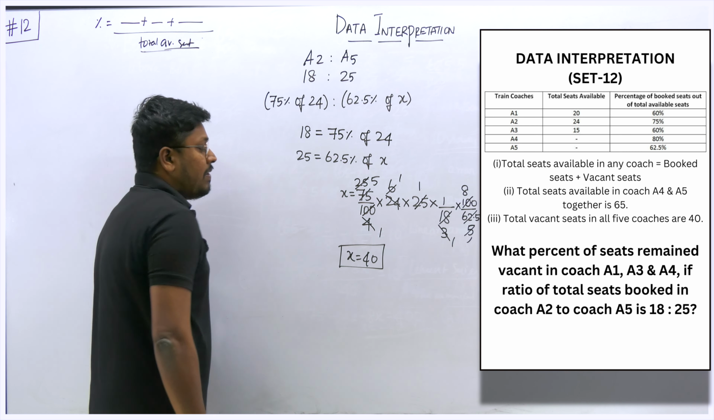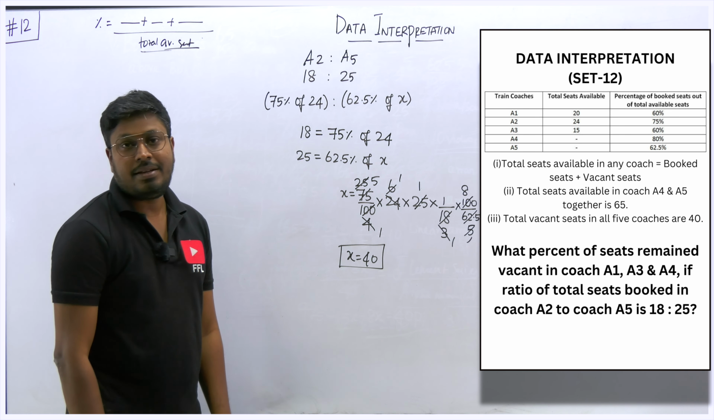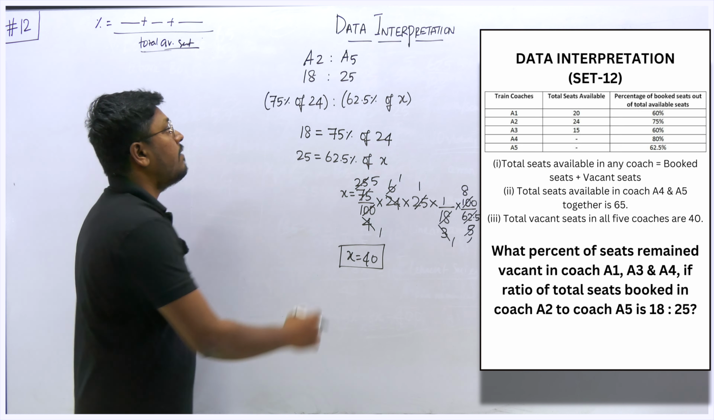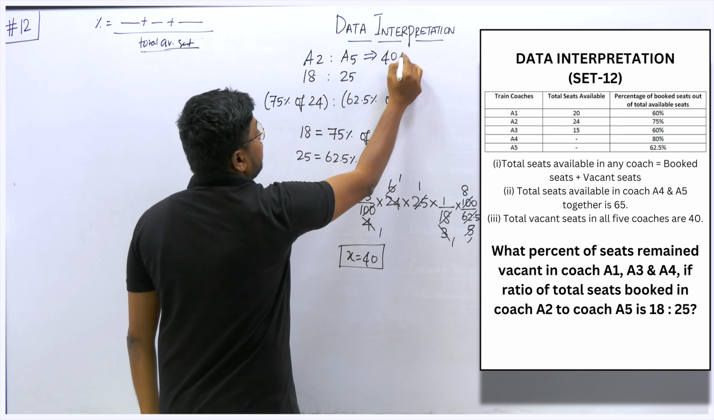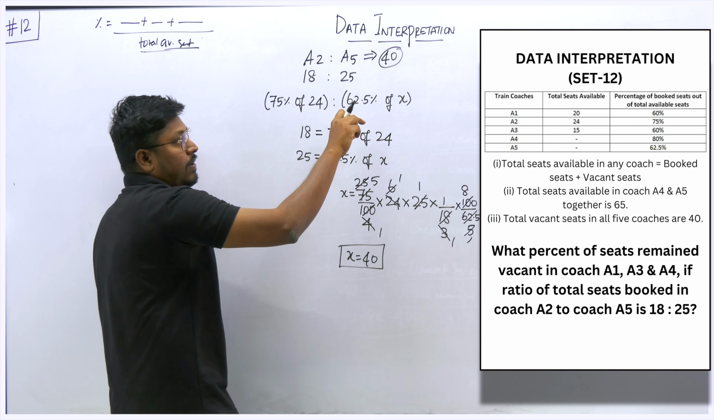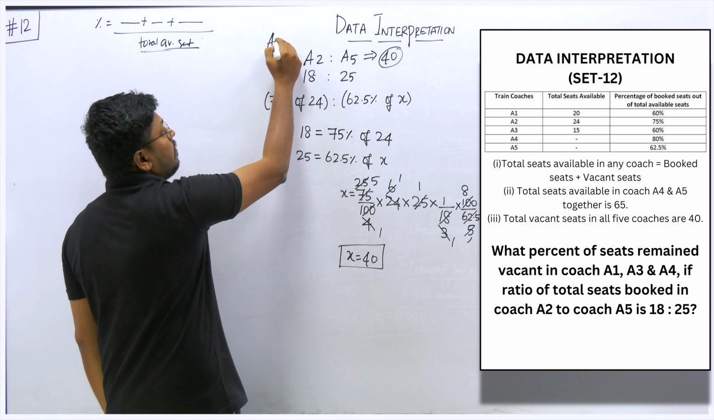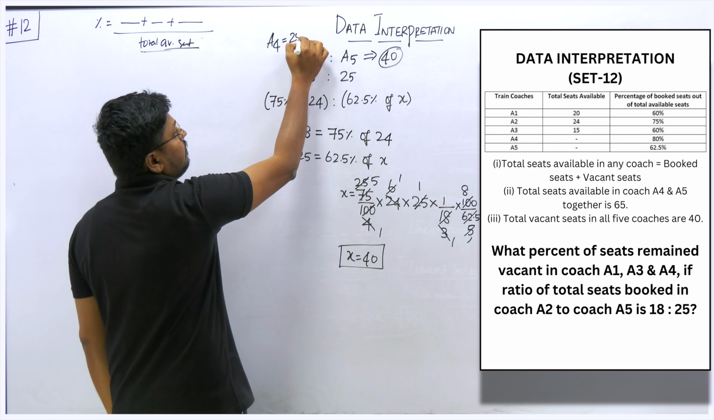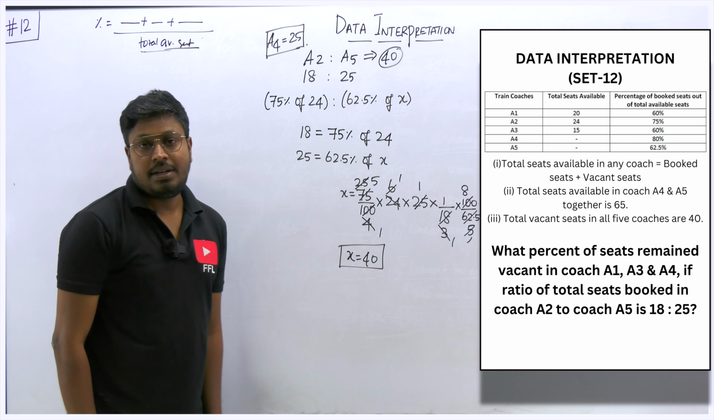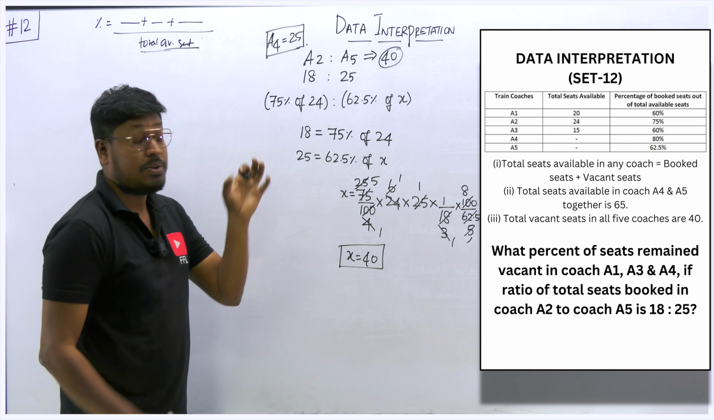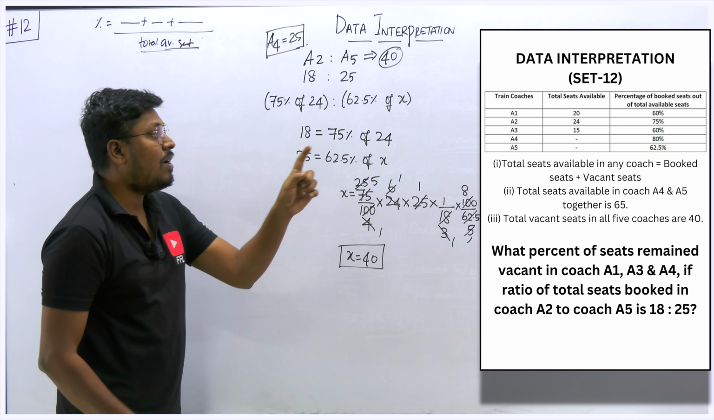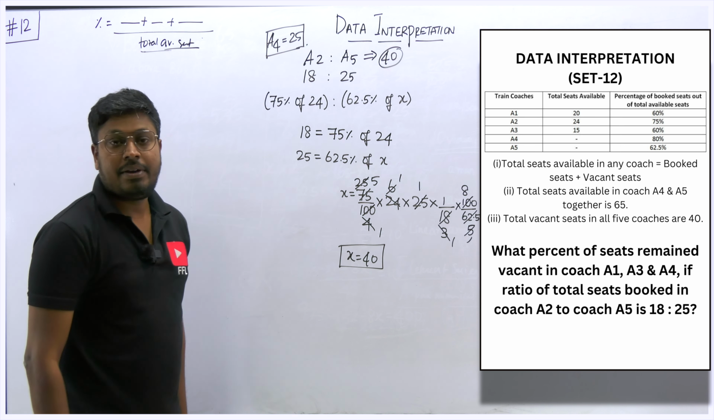That's it. Now we found the value of X is equal to 40, which means the total available seats of A5 is 40. If A5 is 40, then what about A4? We know the total number of seats will be 65. So if one value is 40, then the A4 value will be 25, because initially they have given that the total number of seats available on A4 and A5 will be 65. So now we got A5 as 40, and the remaining 25 will be A4.